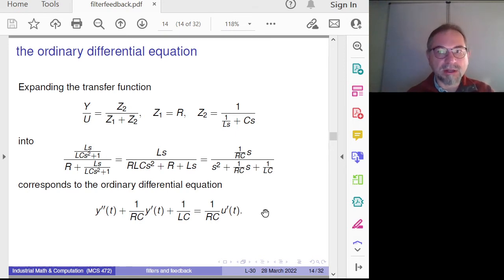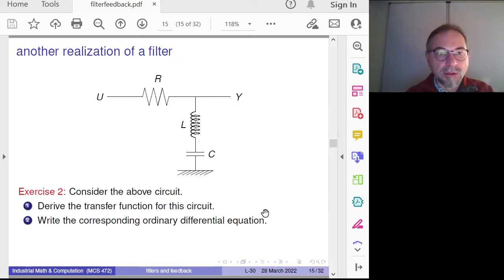So I hope one can appreciate at this point the general formalism and the general terminology of a plant. Whether this is an electric circuit, a filter, or a car suspension mechanism, they are all governed by the same type of second order ordinary differential equation.